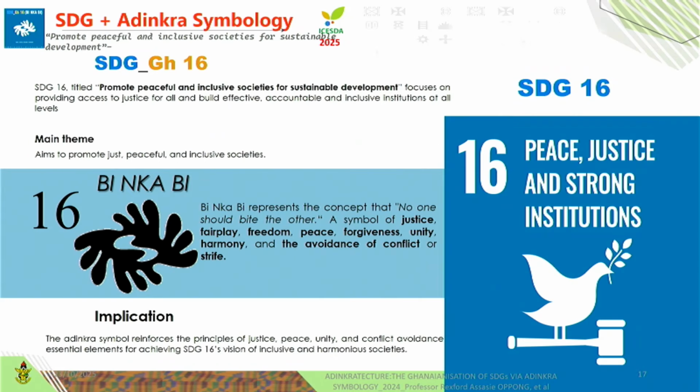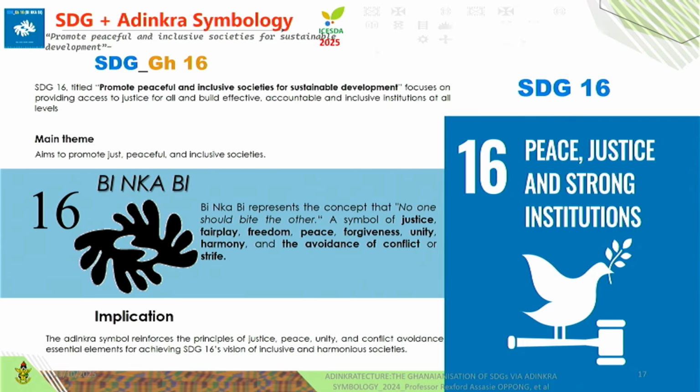Then SDG 16, which talks about peace, justice, and strong institutions. The Adinkra symbol we chose was the Bin Nka Bi. That is, no one should bite the other. We should all strive for fairness, freedom, peace, forgiveness, and unity. And this is already captured in our culture, in the symbology of Adinkra folklore.